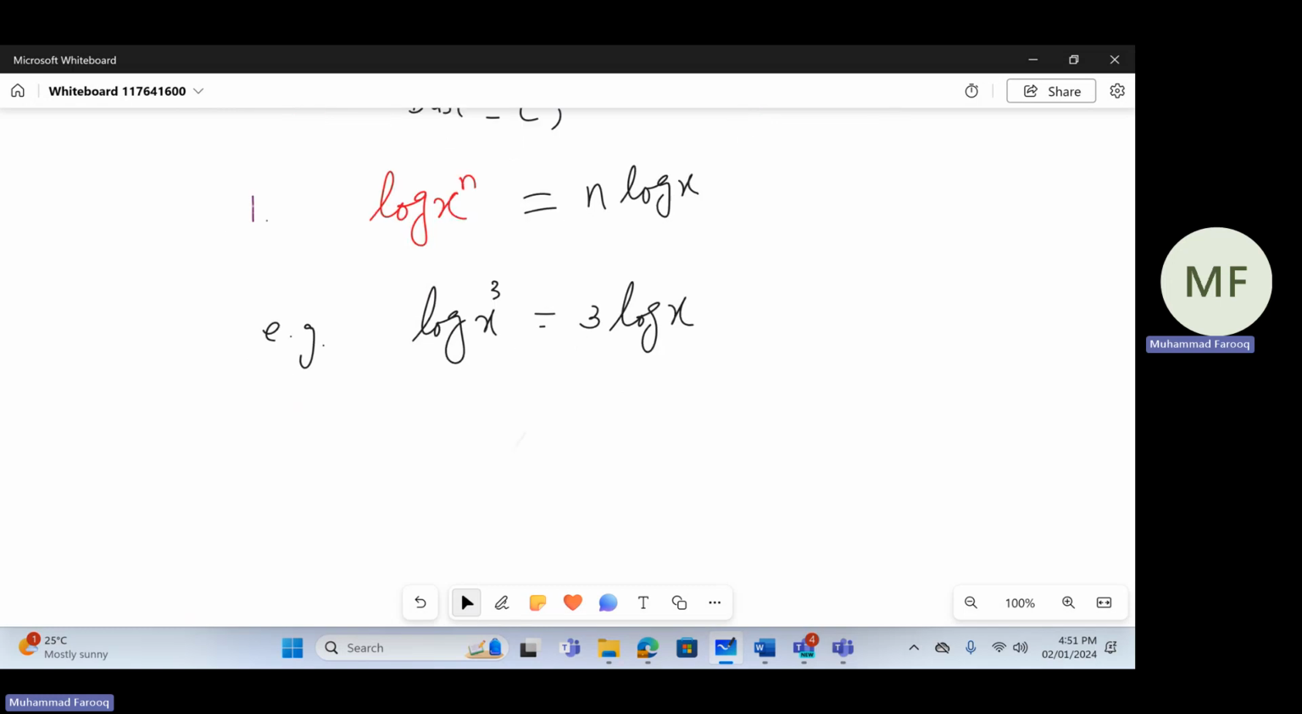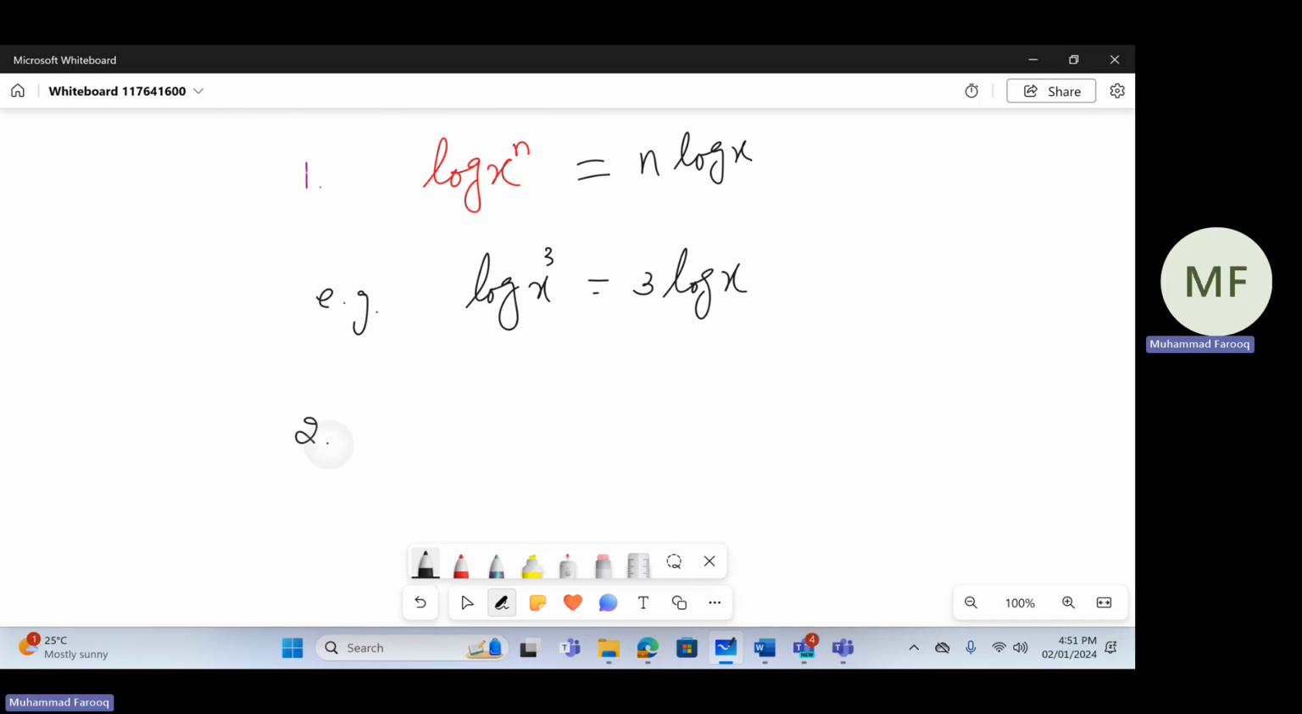Second property, number 2. What is the argument here? x, y. What is the binary operation between them? Multiplication. If the argument has multiplication, we can expand with addition. Do you understand what I did here? The product of the argument becomes addition. Clear? If it's divided, minus. Very good. If it's a division, we can make it subtraction.